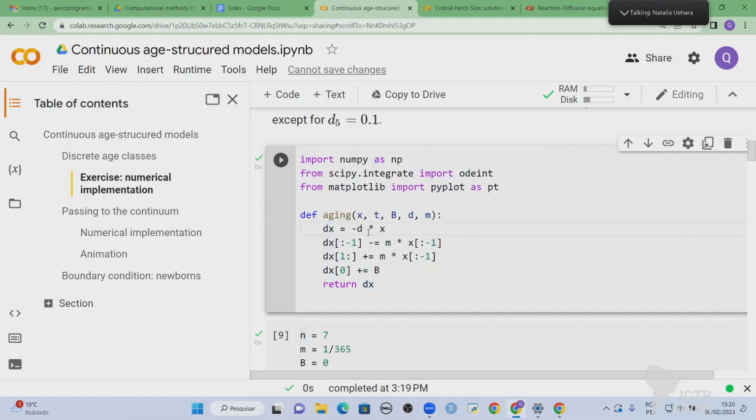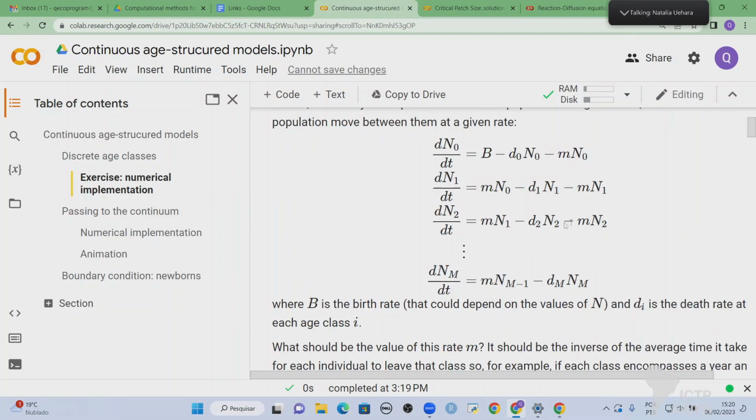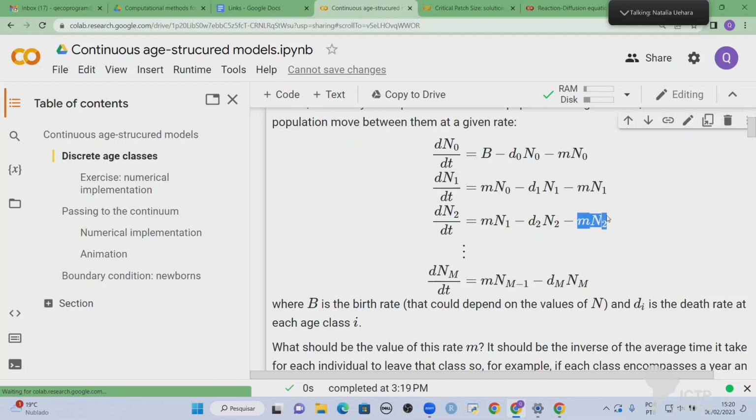And I said, okay, for each class the derivative includes a term that is mortality times x, minus mortality times x. Then I subtract from it the maturation rate, but for all the classes except the last one. Okay, so far so good. I don't subtract this term for the last one because the last one doesn't have this minus m times n over here, you see? It doesn't age into another class. So the last equation doesn't have this term that the others have.